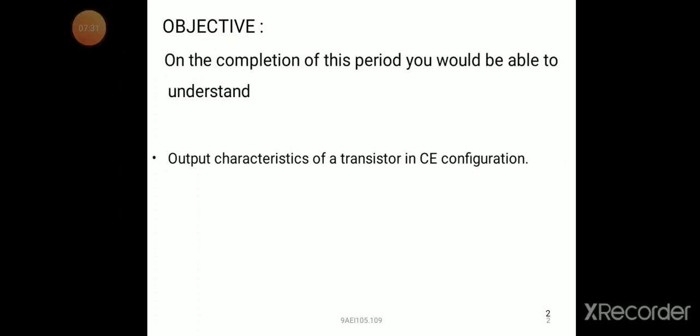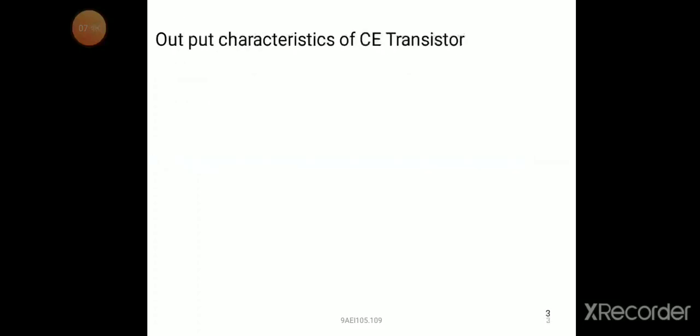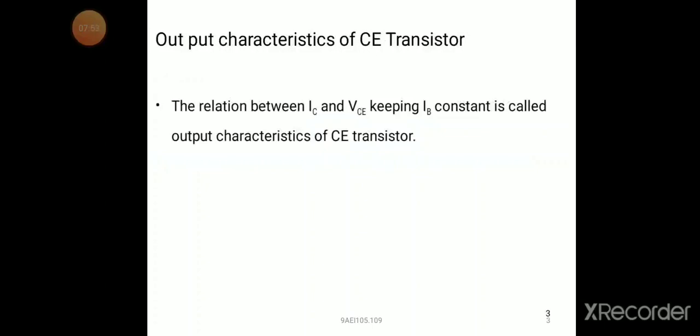Now we try to discuss the output characteristics of a transistor in common emitter configuration. After this, you need to understand the common emitter configuration behavior. Same diagram, we have output characteristics. You can also define it like this: the relation between IC and VCE, keeping IB constant, is called the output characteristics of a common emitter transistor.